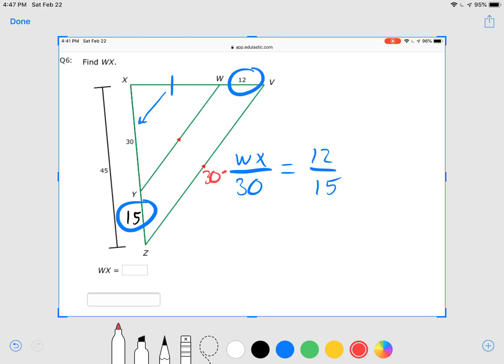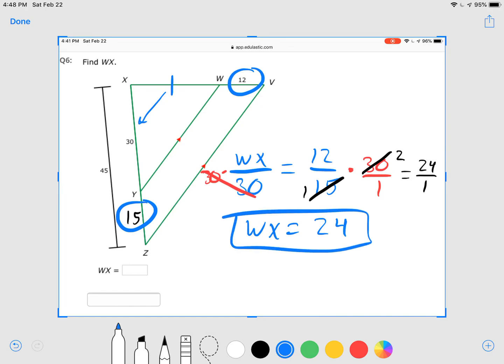All right, so you multiply this side by 30, this cancels out, and you multiply this side by 30, and you got WX is equal to 4/5 times 30. Well, let me just do the math. So 30 over 1, the 15 and the 30 can simplify. So we end up with 12 times 2 on the top. So we got 24. Okay.